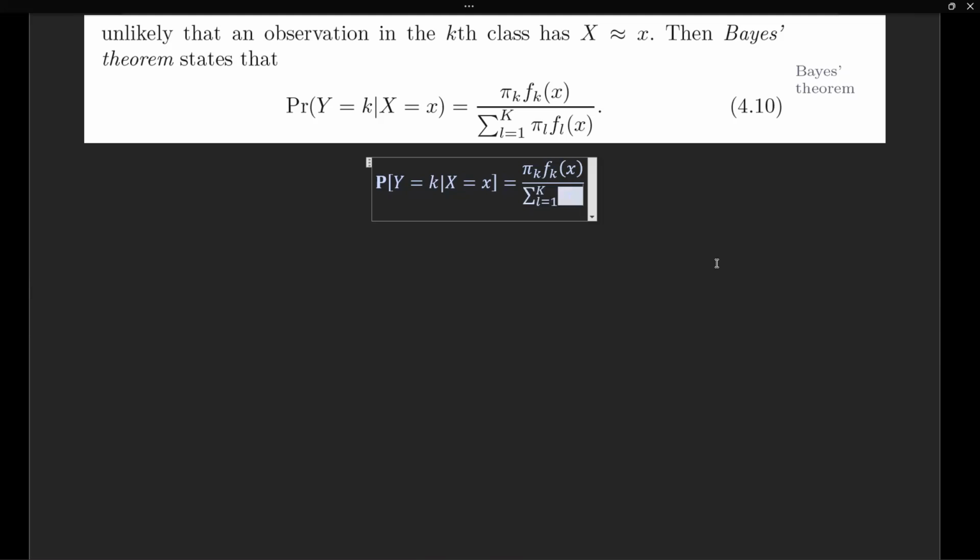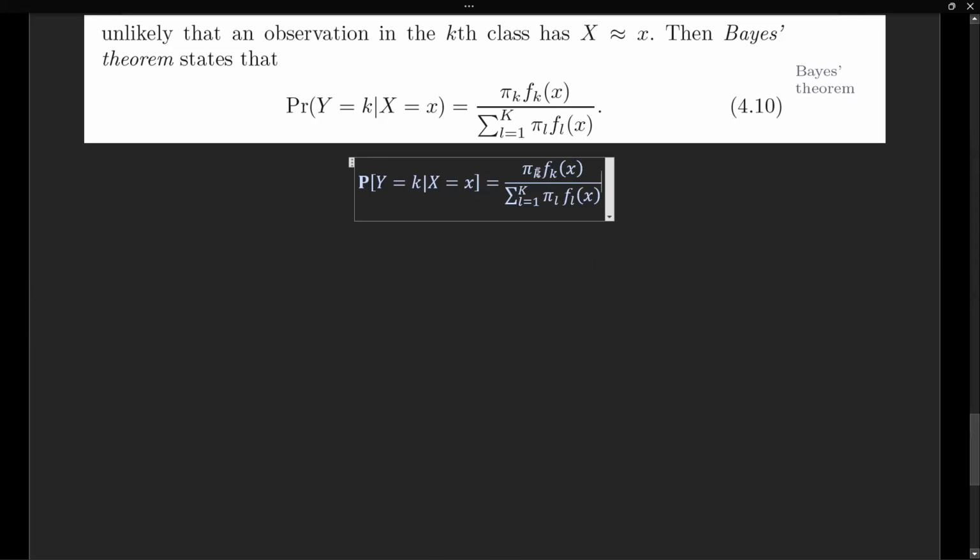And again, we have pi L, F L of x. So we can see why we're definitely taking at least this section a lot slower than our speed of learning has been till this point. It's written in a very compact way, but we need to know what the different notation represents. But let's start with pi k.